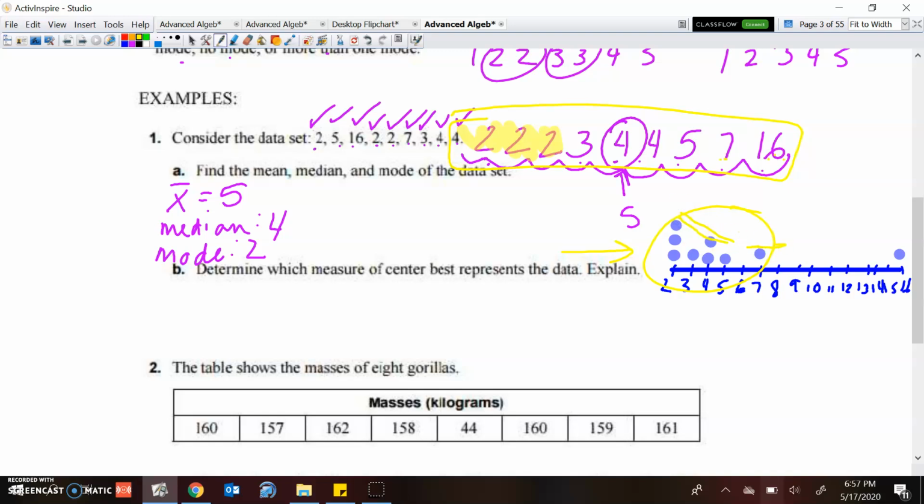Okay, all right, so that's my data or dot plot, or I can think of it as a frequency chart. So I have all this information here. Alrighty, so now here's why I wrote that out, because in part B it says determine which measure of center best represents the data. Okay, so let's take a look at that.